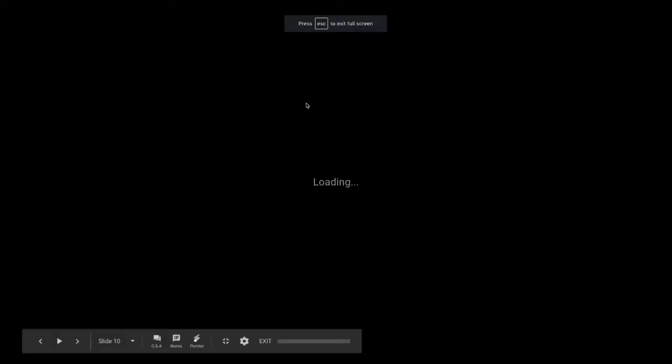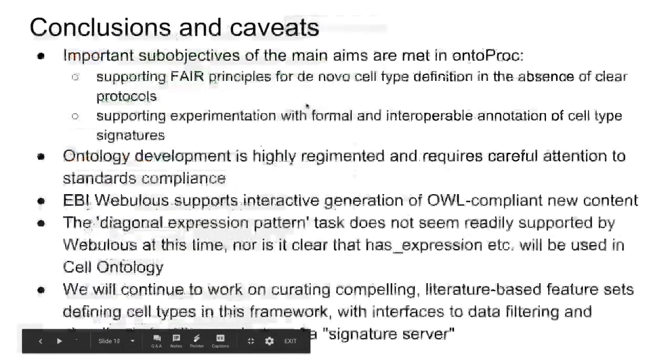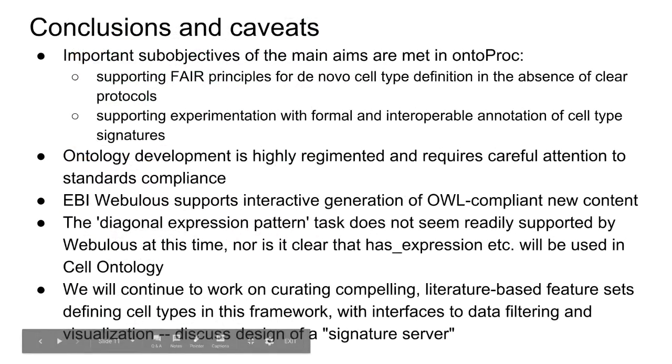To conclude, what we want to do is support the FAIR principles for de novo cell type definition and allow people to experiment with formal annotation before, let's say, it gets adopted by the EBI as part of cell ontology. Ontology development is very regimented. As I showed you, there are disagreements, and you need to really think about standards compliance. There's something called Webulus at EBI that will help generate OWL-compliant ontology content, but it doesn't cover the types of problems that we're dealing with here.